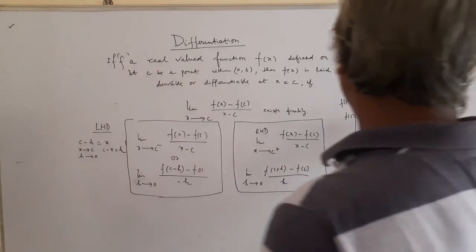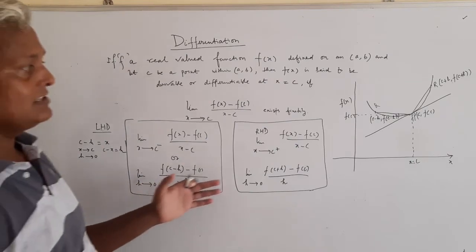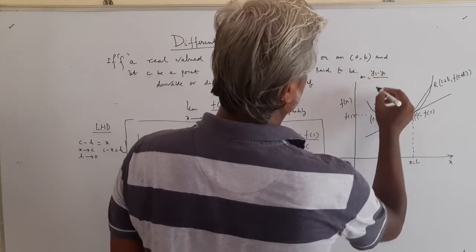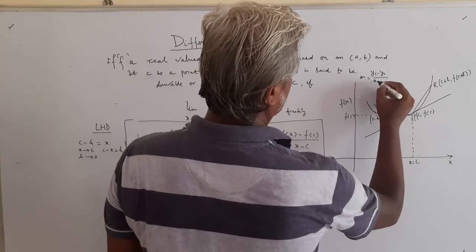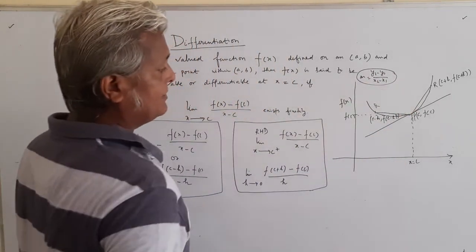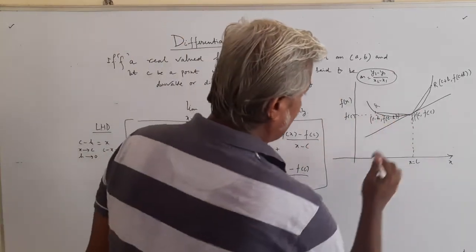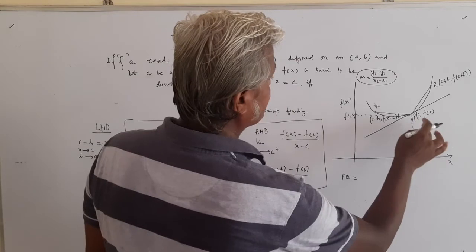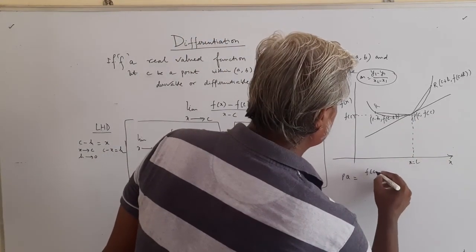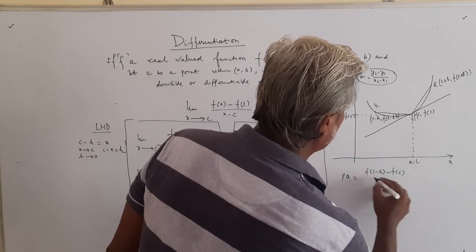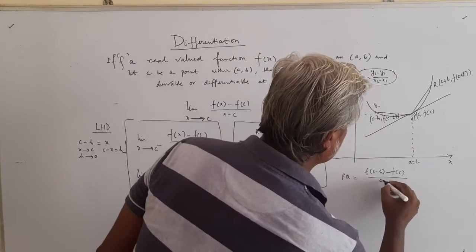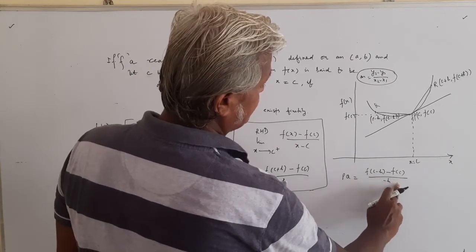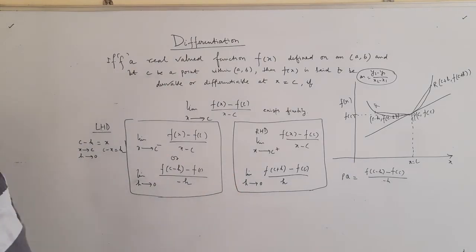Now if I join these, PR and QP, these are the chords. If you find the slope of these two chords, those who have studied coordinate geometry understand that slope between two points can be found using the formula m is y2 minus y1, the difference of ordinates, over the difference of abscissas, that is x2 minus x1. So using this, the slope of the line QP is f(c minus h) minus f(c) over (c minus h) minus c, which is minus h, because c and c cancel out. I did this because there is no space and I want to save some space.